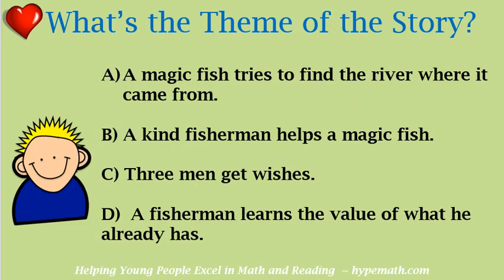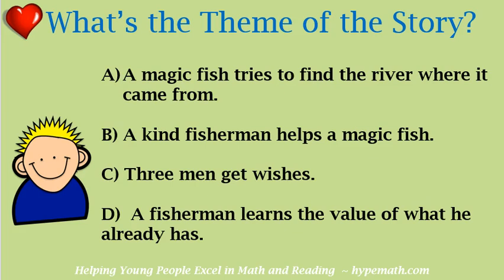So based on this story, what is the theme? Is it A, a magic fish tries to find the river where it came from? B, a kind fisherman helps a magic fish? C, 3 men get wishes? Or D, a fisherman learns the value of what he already has?